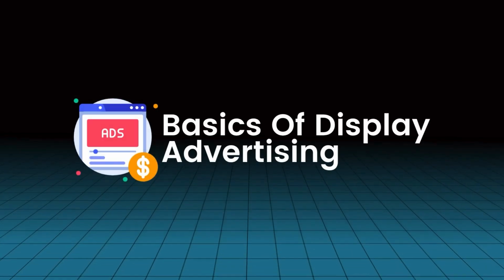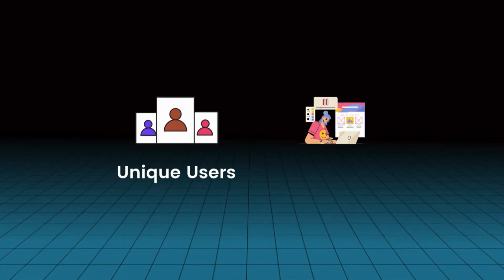If you've ever noticed a banner ad on a website and wondered how it got there, or how advertisers track who's seeing it, then this video is for you. Today we're diving into the basics of display advertising and explaining two key terms every digital marketer must understand: unique users and page views. I'll walk you through real examples, so by the end you'll have a clear picture of how these numbers work and why they matter.